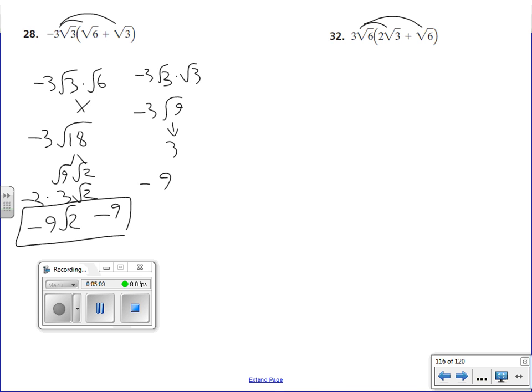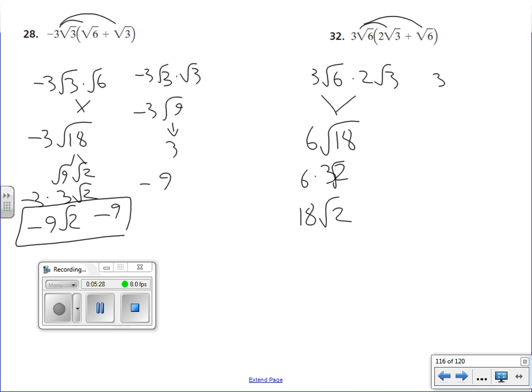Exactly the same thing again. 3 root 6 multiplied by 2 root 3 gives us 6 root 18. Root 18 goes down to 3 root 2. We just did it for the previous question. 3 root 2 times 6 is 18 root 2. 3 root 6 times root 6 gives us 3 times 6, which is 18. So our final answer is 18 root 2 plus 18.